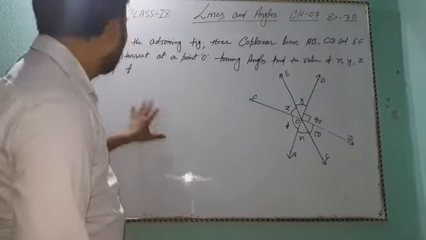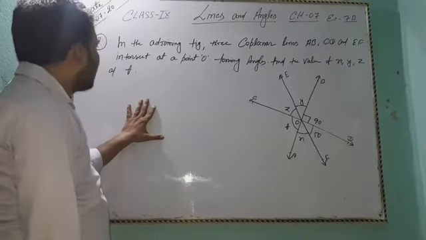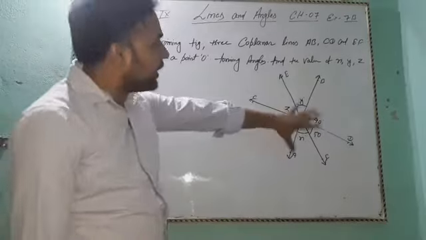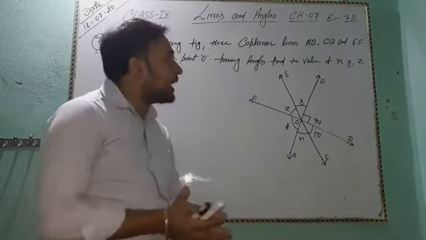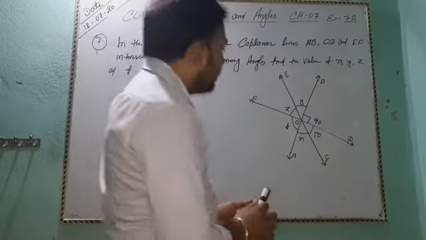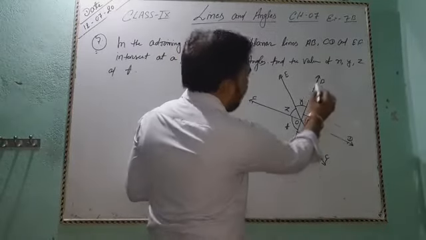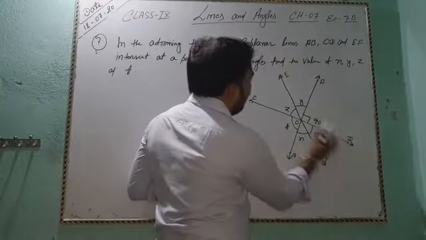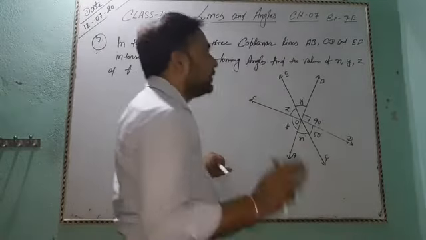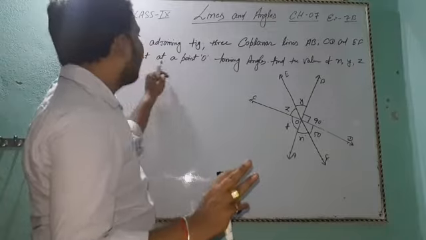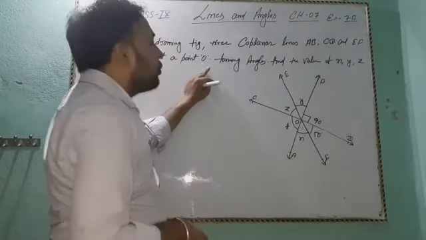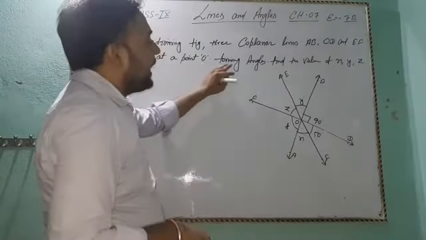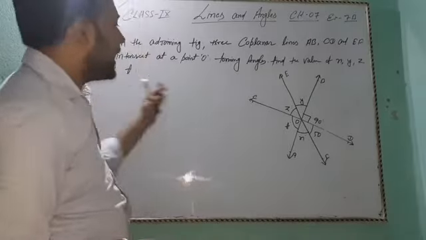Students, our next question is question number 7. In the adjoining figure, three coplanar lines AB, CD and EF intersect at a point O, forming angles. Find the value of x, y, z and t.